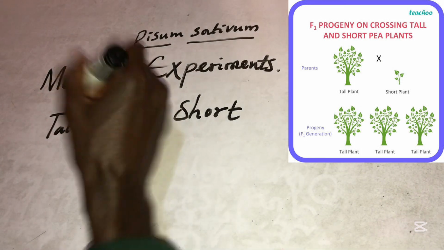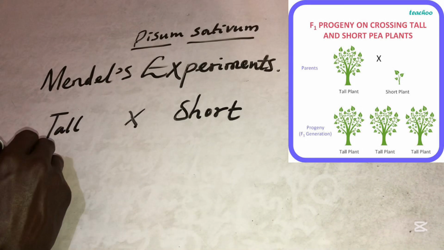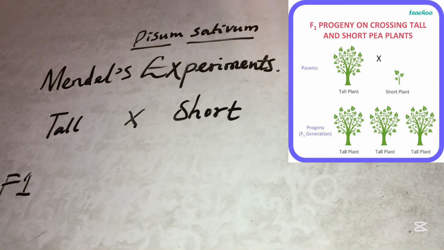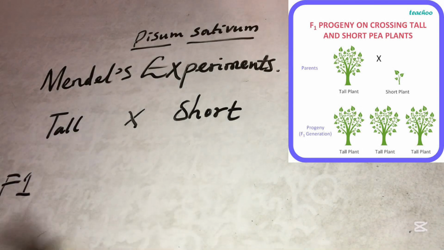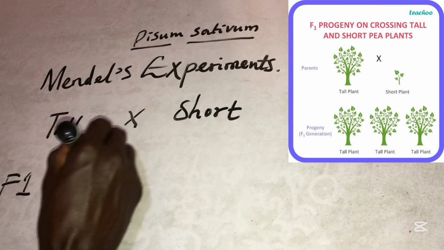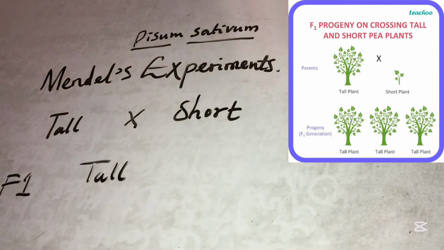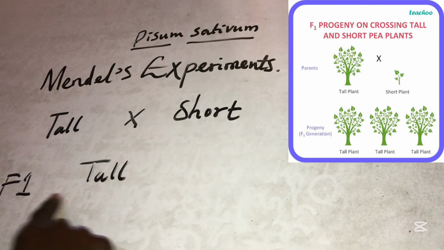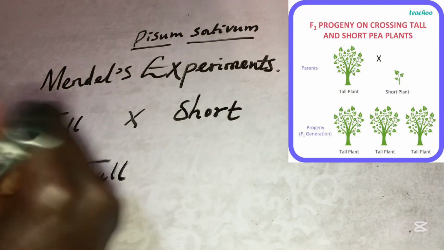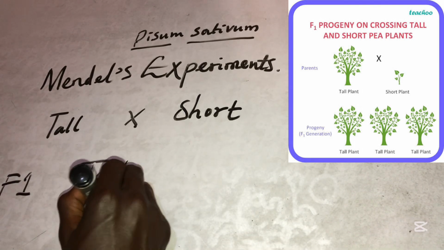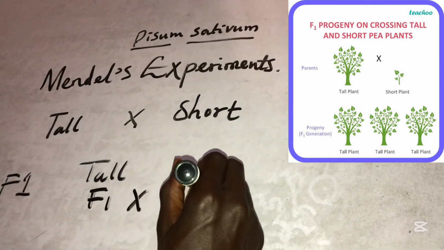So he crossed them. And in the F1, which means first filial generation, the first generation of offspring, all the plants were tall. All the plants were tall in the first one. And then he crossed this F1 with another F1. So let's say here F1 times F1.